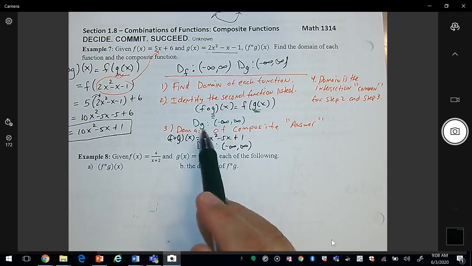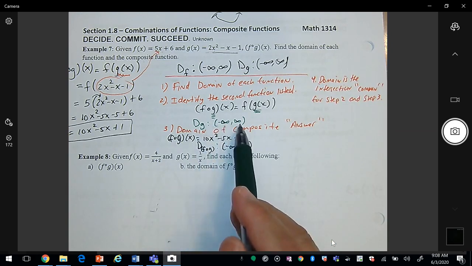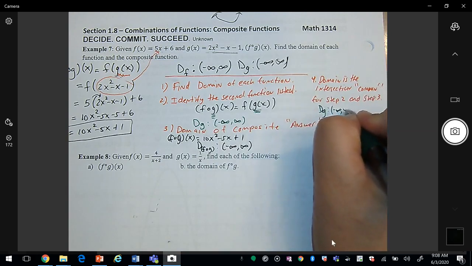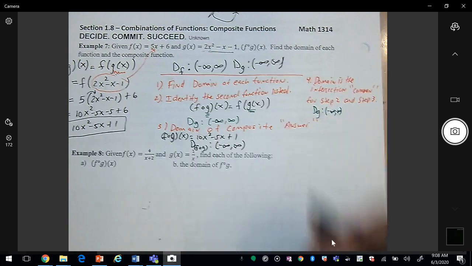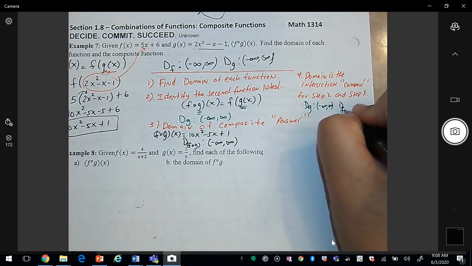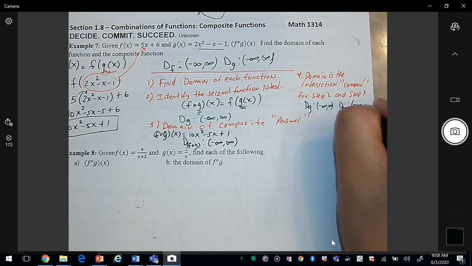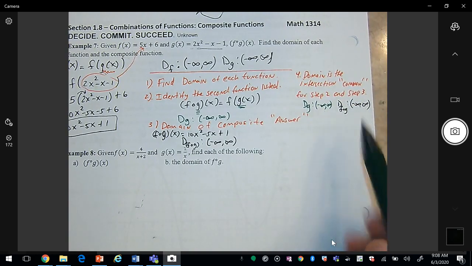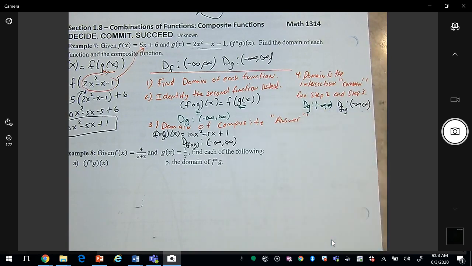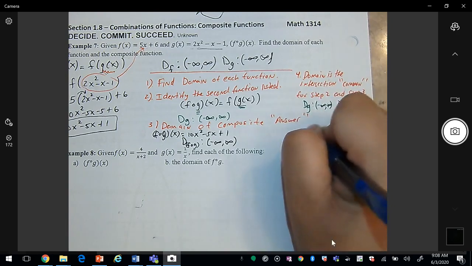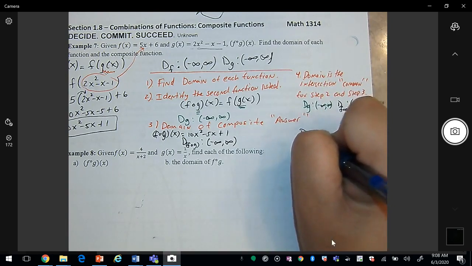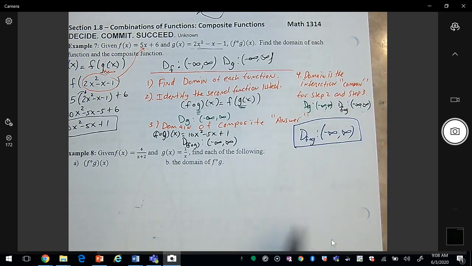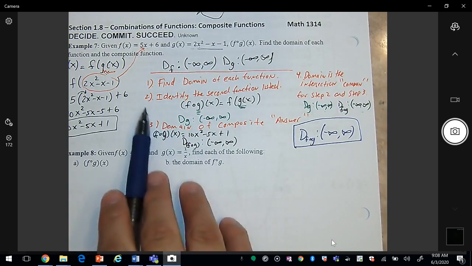Okay, so here the domain of g is negative infinity to positive infinity. So that's what we get for step 2. And then for the domain of the composition, we get negative infinity to positive infinity. So we ask ourselves, what does this have in common with this? Well, they have everything in common. So the final domain of the composition is negative infinity to positive infinity. So we always need to make sure that we're checking step 2.